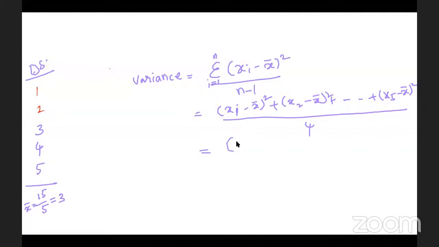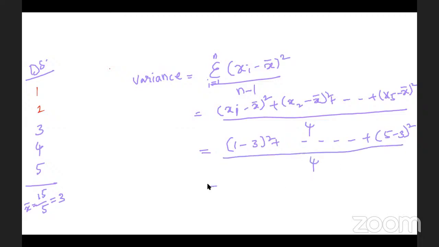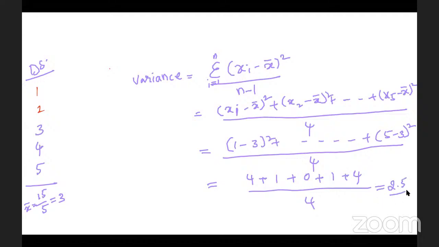So here the first element is (1 minus 3) squared, plus (5 minus 3) squared. That is 4. Now the second one, 2 minus 3, squared, is 1, plus (3 minus 3) squared, which is 0. Then 4 minus 3 is 1, plus (5 minus 3) squared, that is 4. So the total is 10, divided by 4, that is 2.5. So this is the variance for this data set. Fine, so the application of the formula is fine.